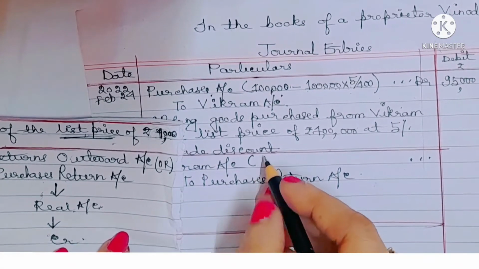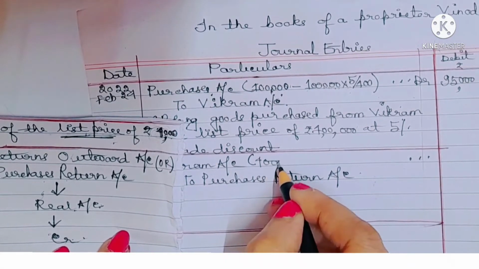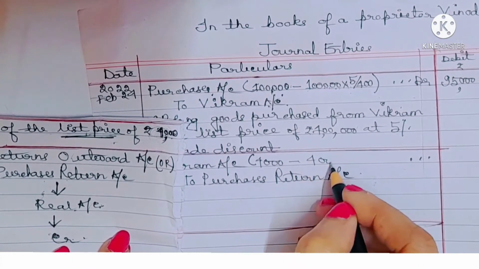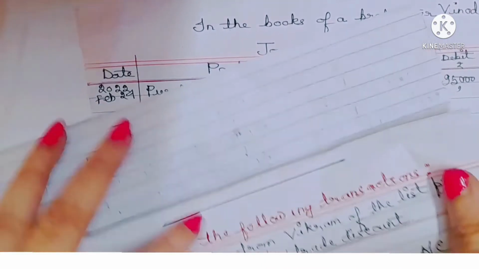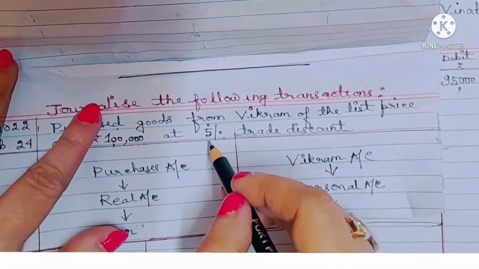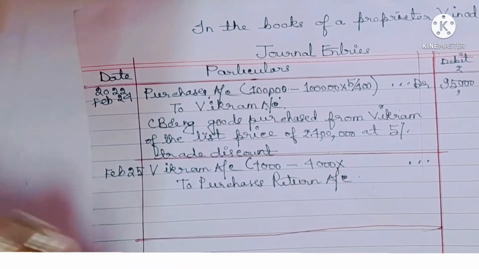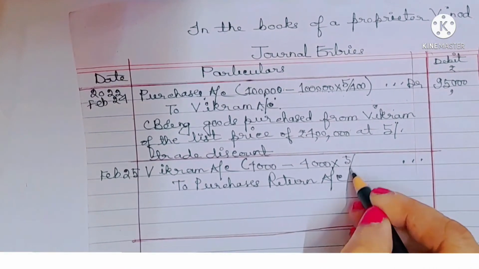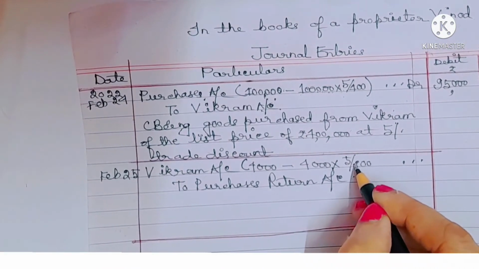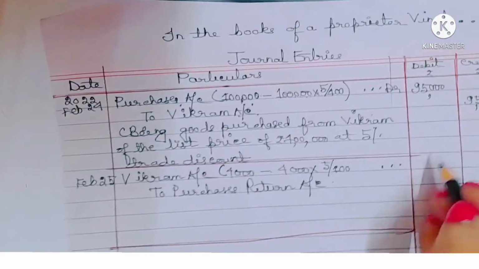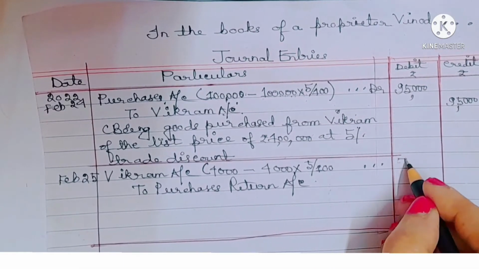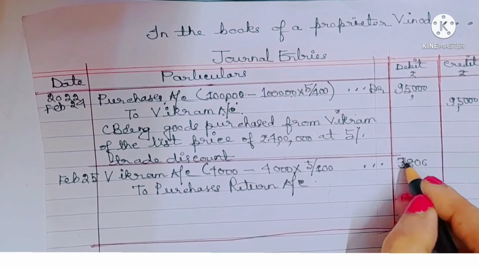Let me show it in bracket. 4,000 minus 4,000 into 5%. Trade discount was, see, 5%. So 5% means 200. So it should be 3,800.